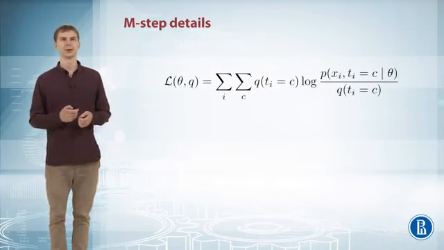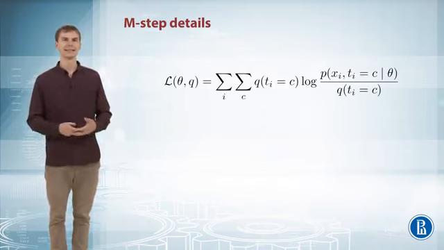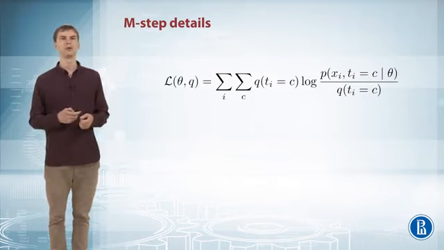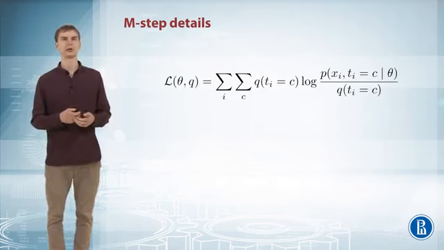In this video, we will discuss a little bit of details about the M step, or maximization step. Recall that in the previous video, we derived a variational lower bound for our marginal log likelihood. We wanted to maximize the marginal log likelihood, but instead we are going to maximize this lower bound. And on the M step, we want to maximize this lower bound with respect to theta, our parameters. And the lower bound looks like this.